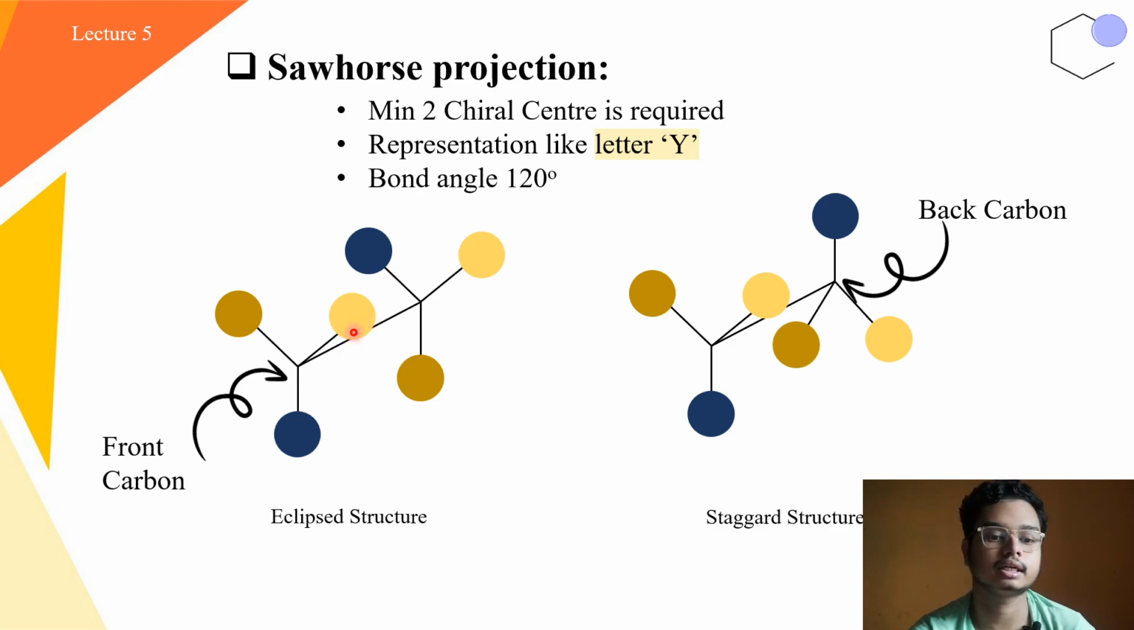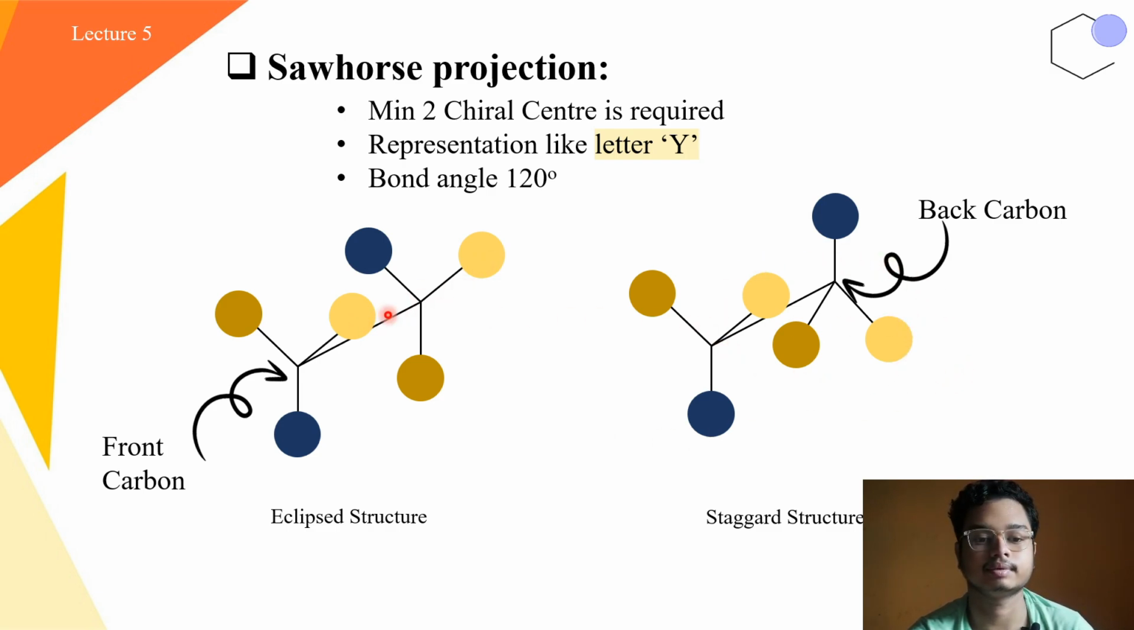Eclipse structure suggests that these two groups are actually in the same plane, and due to this it is called eclipsed. But here all the groups are present in different planes, so it is a staggered structure, and the staggered structure is usually much more stable.